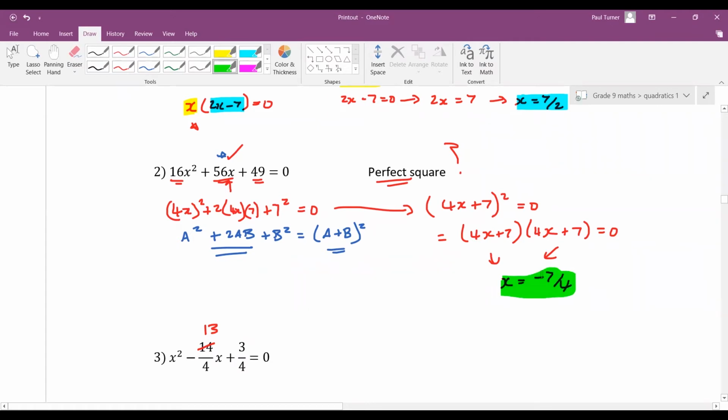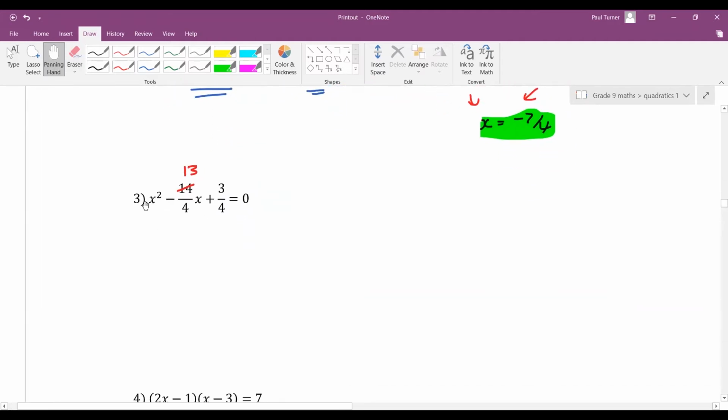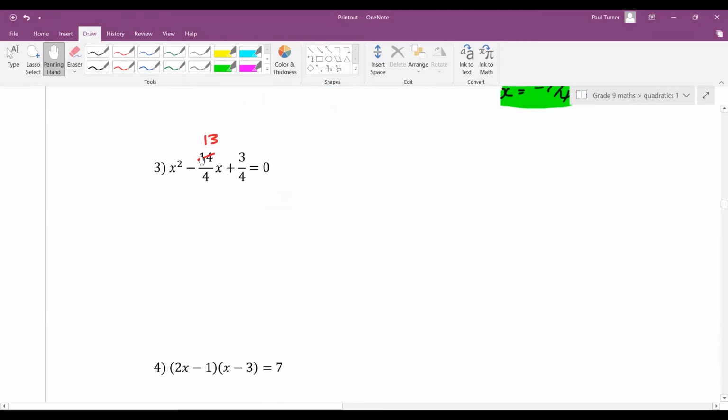Minus 7 on 4. Now in the next question, I had an error. I typed an error. I put 14 in here. And I'm not sure about your textbook, but definitely 14 is not correct. I can't remember if this is my typing error or an error in the book, but this should be 13. Okay, so if it's not 13 in your book, change that number to 13. Otherwise, it doesn't work. So I'll write it again anyway. So you've got x squared minus 13 on 4x plus 3 on 4 equals 0.